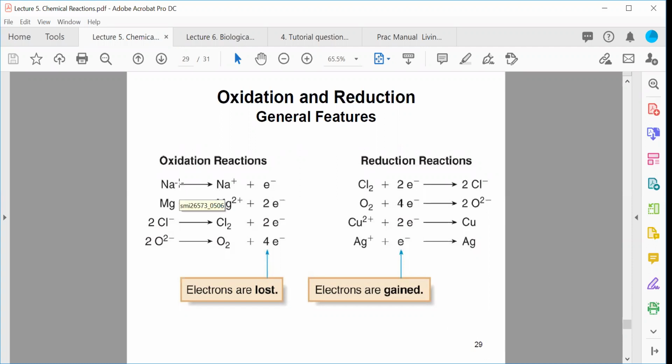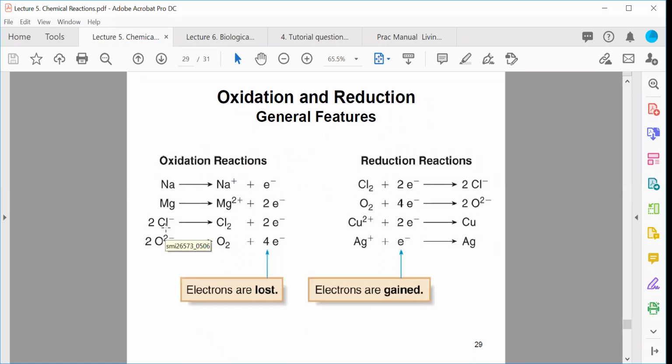All right, so let's start here with metals. Metals, group 1A, group 2A metals, these tend to undergo oxidation reactions. That is, they tend to lose electrons. You can see here, they've picked up charges because they have lost 1 or 2 electrons. Okay.